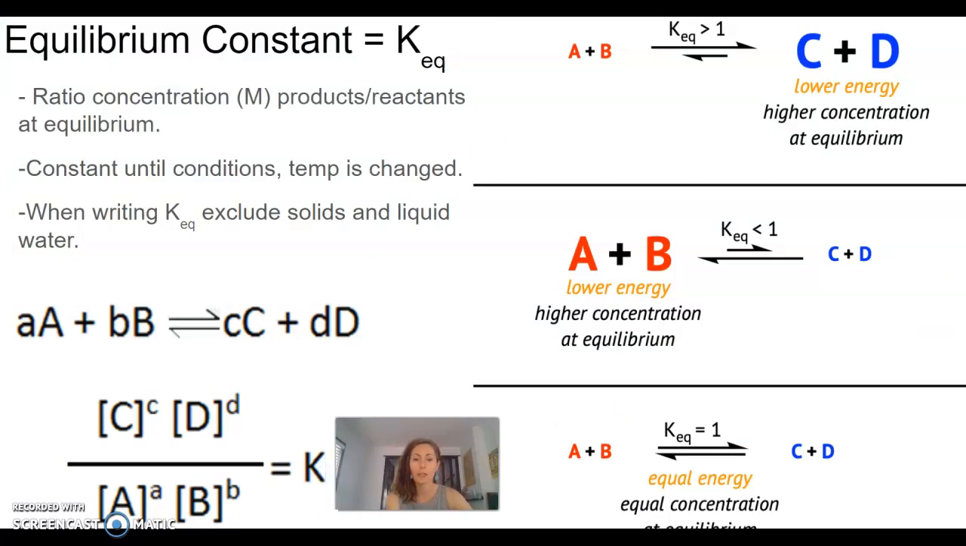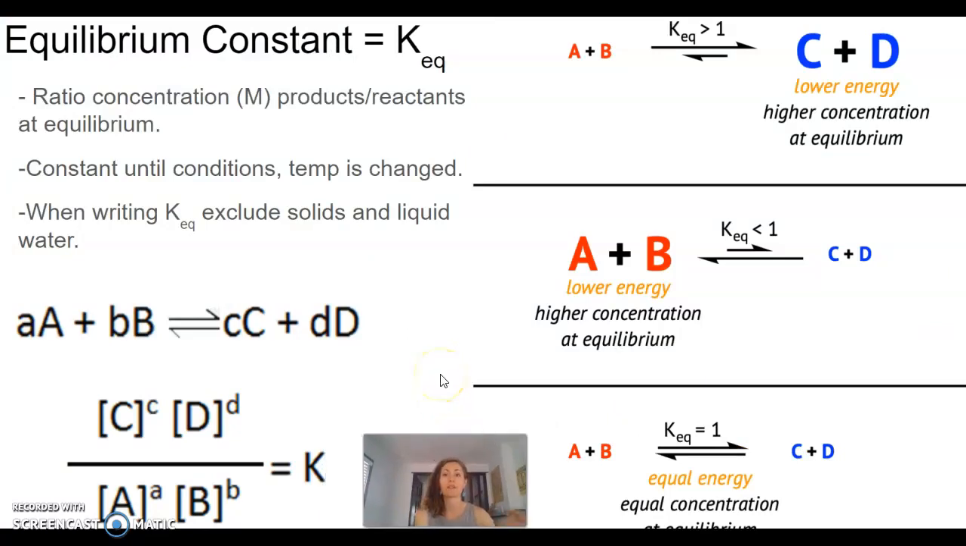So how can we represent and show this K or equilibrium value? We use K, or big capital K, to represent this equilibrium constant, and it's the ratio of the concentration of the products over the reactants at equilibrium. Again, it is constant until the conditions such as temperature are changed. So if you change the temperature, your equilibrium constant will change. So you always need to make sure that you are at a set temperature.